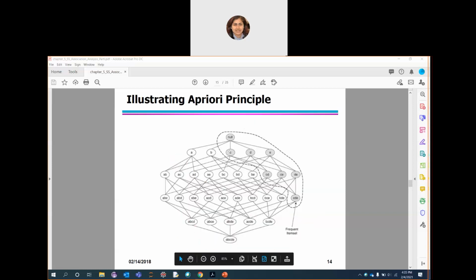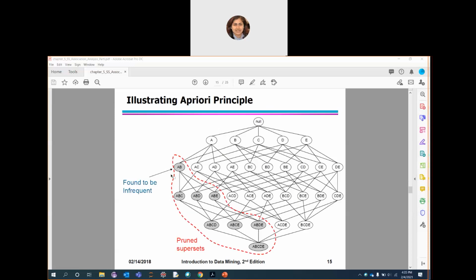So if we are considering CDE and it is a frequent item set, then all of its smaller subsets will be frequent. But conversely, if any subset is found infrequent, then its supersets will be infrequent and discarded. The whole part will be discarded.